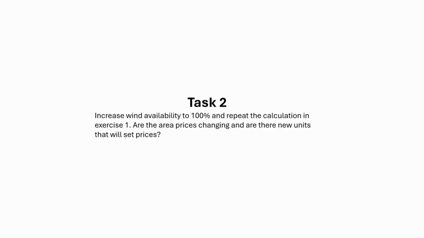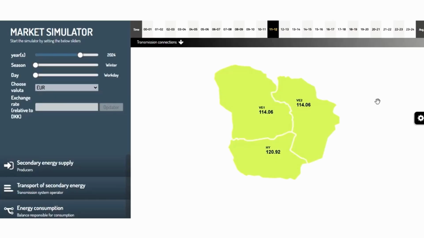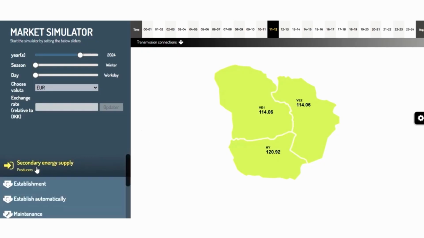In task 2, we should increase the availability of wind to 100% and repeat the calculation. And we should then find out how much the area prices will change, and which kind of units would now be the price setting units. We're now back in the Power Market Simulator, and we are now producers here.